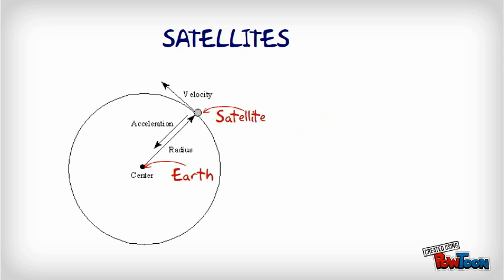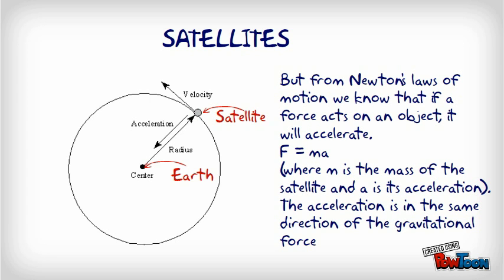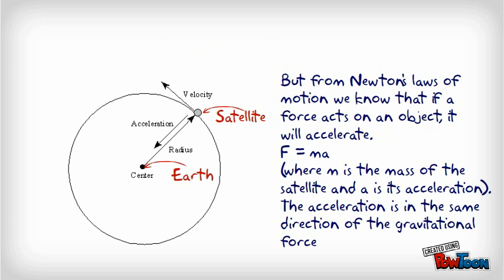Now we also know that from Newton's laws of motion, if a force acts on an object, it must accelerate. Well, you might say to me, well, the velocity is constant. The magnitude actually of the velocity may be constant, but as you can see from the diagram, its direction will always be changing, so velocity isn't actually constant, and it's not constant because there is an acceleration acting upon the satellite.